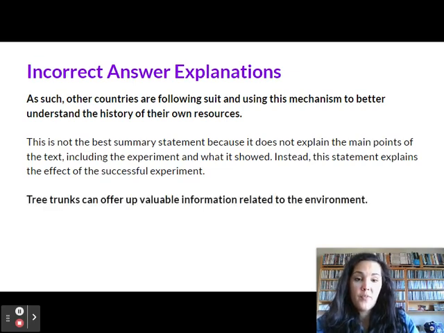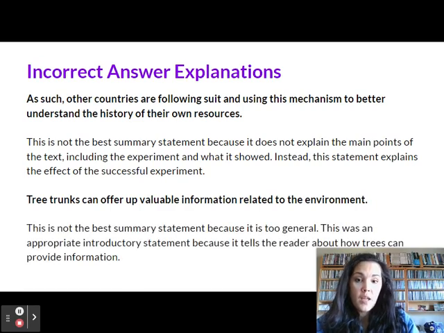Tree trunks can offer up valuable information related to the environment. This is not the best summary statement because it's too general. This is an appropriate introductory statement because it tells the reader how trees can provide information.